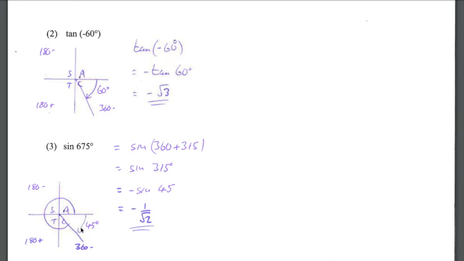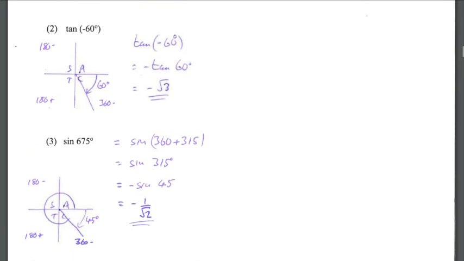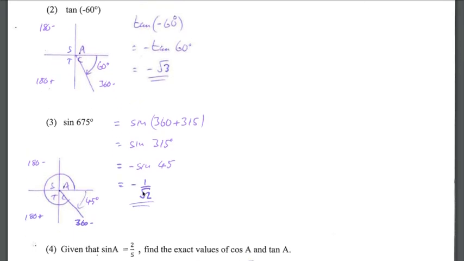And we're in the fourth quadrant. Only cosine is positive there, so sine will be negative. So that will be the same as the sine of however many degrees we need to count backwards to hit this line, which will be 45 degrees. So the sine of 675 is equal to the sine of 315, which is equal to the negative sine of 45 degrees. And again, from our exact value triangles, we should know that that is negative 1 over root 2.